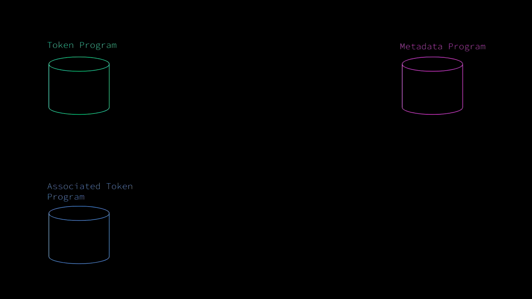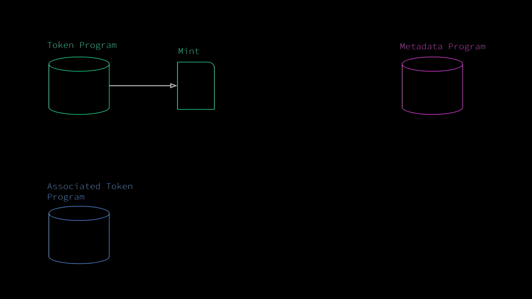Tokens are effectively a combination of 3 different programs on the Solana blockchain: the token program, the associated token program, and the metadata program. The token program and the associated token program, or ATA for short, are deployed by the Solana Labs organization, and the metadata program, one of the common ones, is deployed by the Metaplex Foundation. So these are 3 different programs built by 2 different entities that are used by almost everyone on the Solana blockchain.